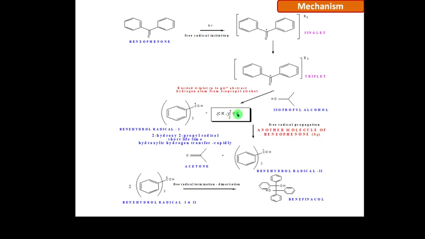So rapidly, this particular hydroxyl hydrogen is transferred to another benzophenone molecule. In turn, this 2-hydroxy-2-propyl radical is converted to acetone, and yet another benzhydrol radical is formed. As we pointed out, the initial photolysis is a free radical initiation, and at this stage the radical is transformed, which is called the propagation stage.